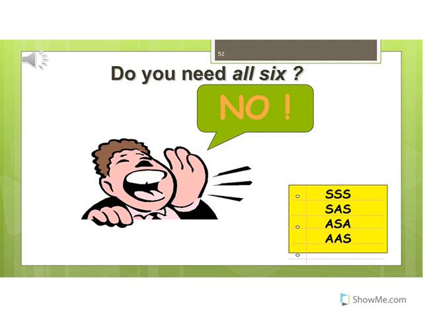Right? So throughout proof, they say, do we need all 6? No. All we need to show is that if 3 sides are congruent, then the 2 triangles are congruent, or 2 sides and an angle between the 2 sides are congruent, then the 2 triangles are congruent. Or we can show the 2 angles and a side in between the 2 angles are congruent, then the 2 triangles are congruent. Or we can show that the 2 angles and a side not in between the 2 angles are congruent, then the 2 triangles are congruent.